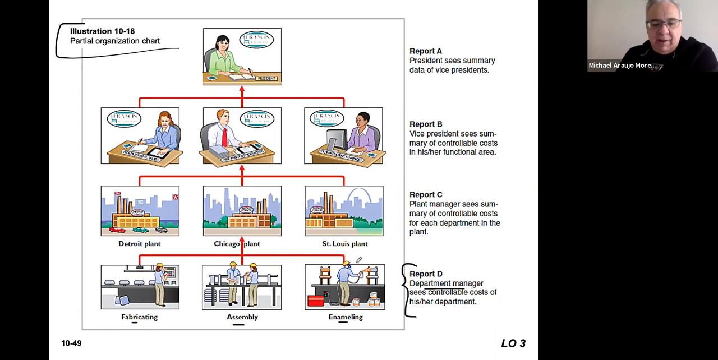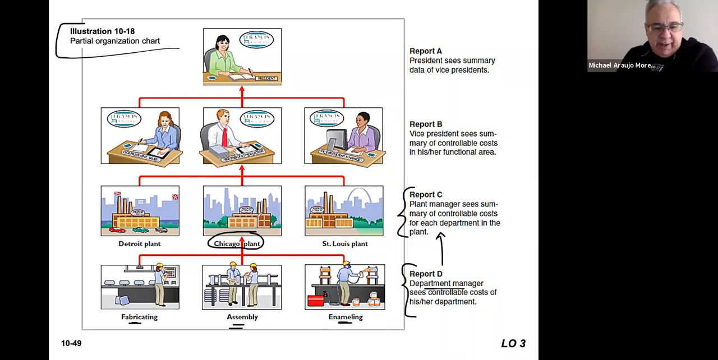From there, these reports would go up to the plant manager. So here, there's different plants. So every plant would have a fabricating, assembly, and enameling department. These would go to the plant manager. In this case, this is the Chicago plant listed here. That's the next level at which these reports would go.